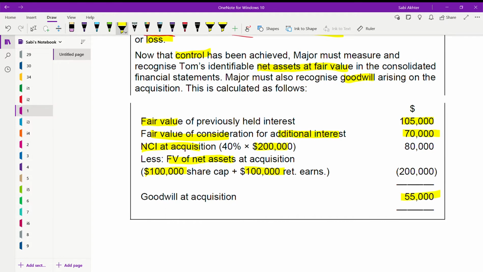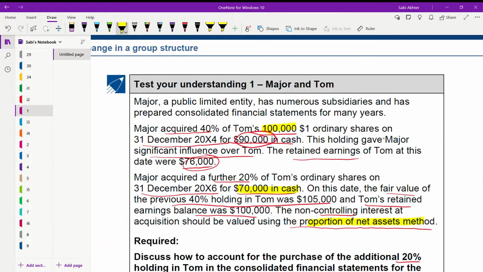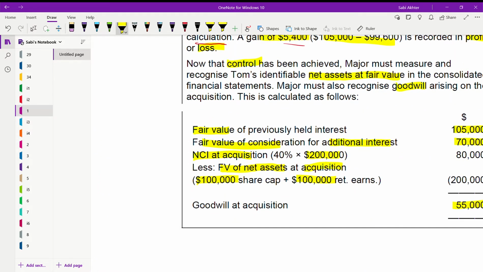Okay, let me show you the net asset part before I go to test understanding 2. So this 100,000 is the share capital and the retained earnings. At the date of acquisition, you have to take that's why you are taking 100,000 retained earnings. You are not taking this 76,000, this is at the reporting date. You have to take the retained earnings at the acquisition date. You see, everything is at acquisition and everything is at fair value when you're calculating goodwill. Now let us go to test understanding 2.